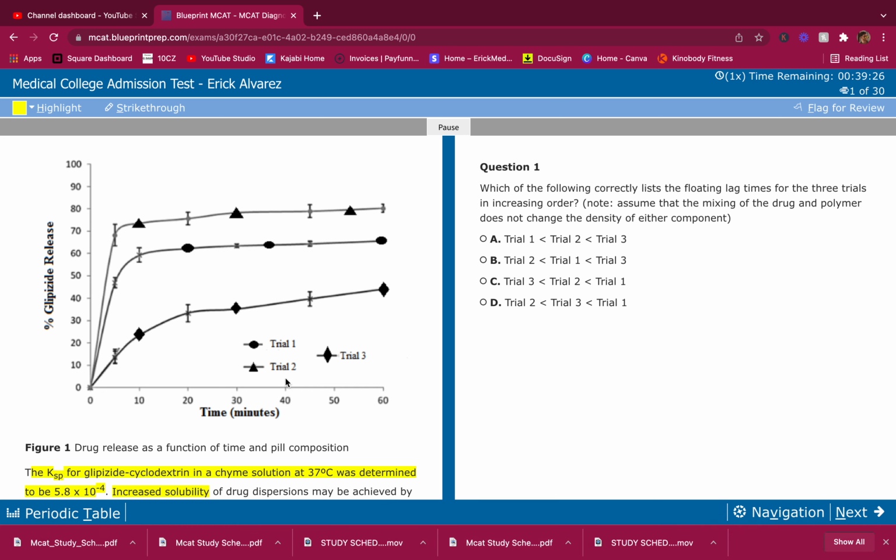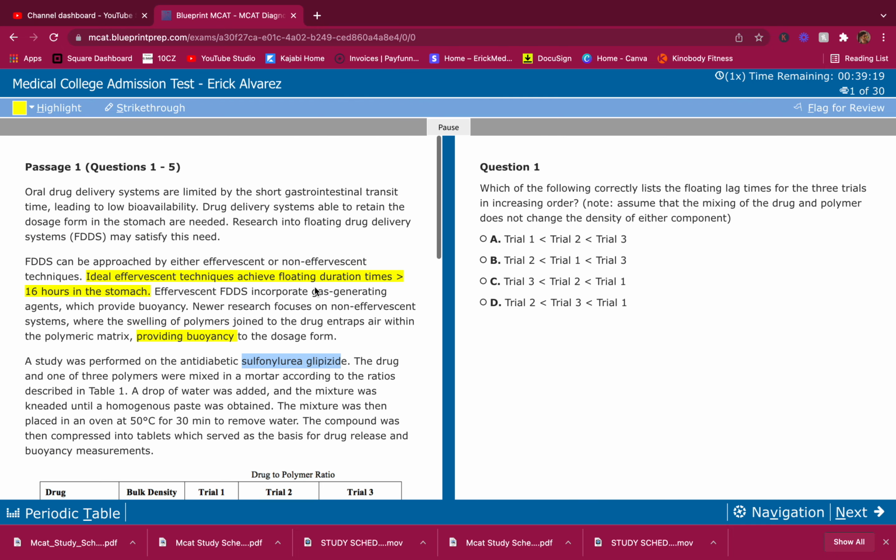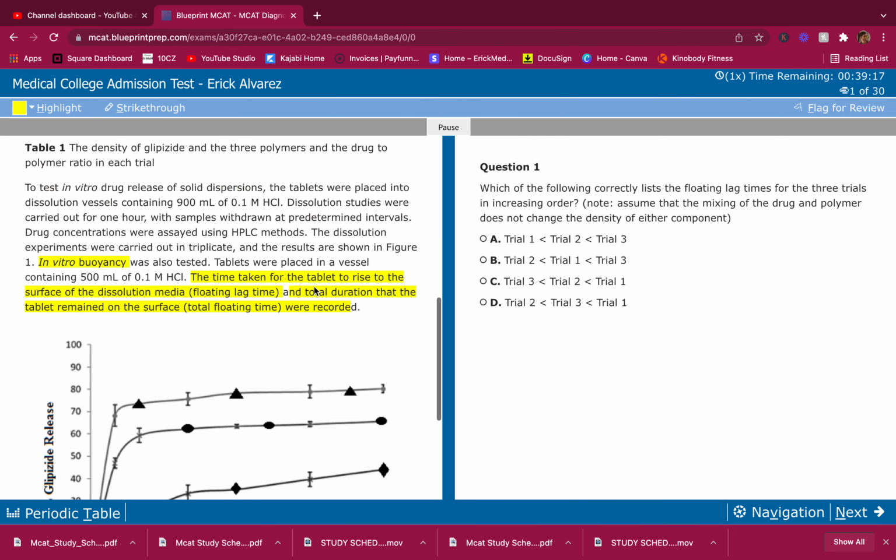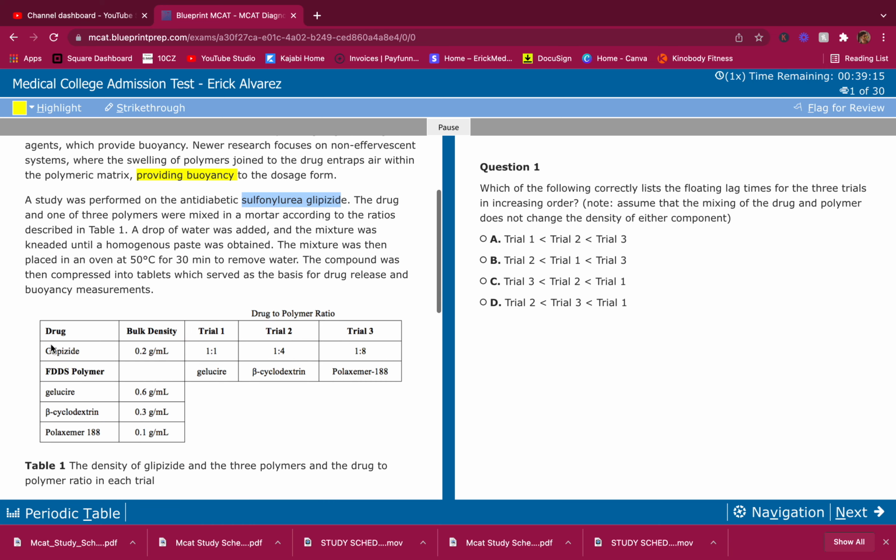All right, we have trial 1, 2, and 3. Who's the best? Who's the worst? That's basically what this research is about, okay? Dumb it down. Drug, three different polymers. Which polymer is the best?